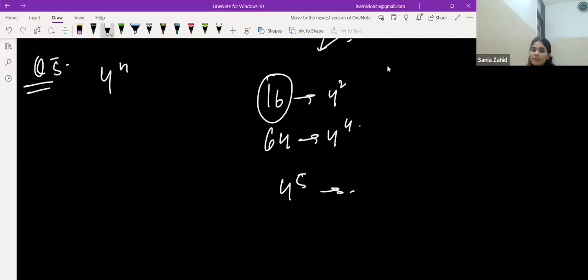Okay. Now tell me one thing. We know that all the numbers that end with 0 have a factor 5, right? All the numbers that end with 0 have what factor? They have a factor 5. That means 4 to the power n should also have a factor 5 if it has to end with 0. You understand this?